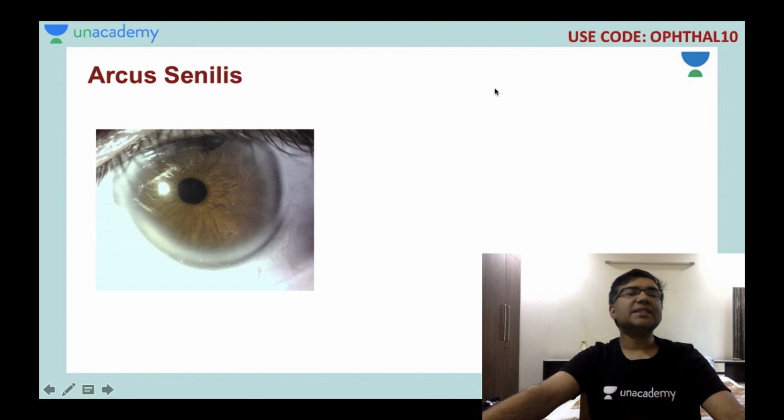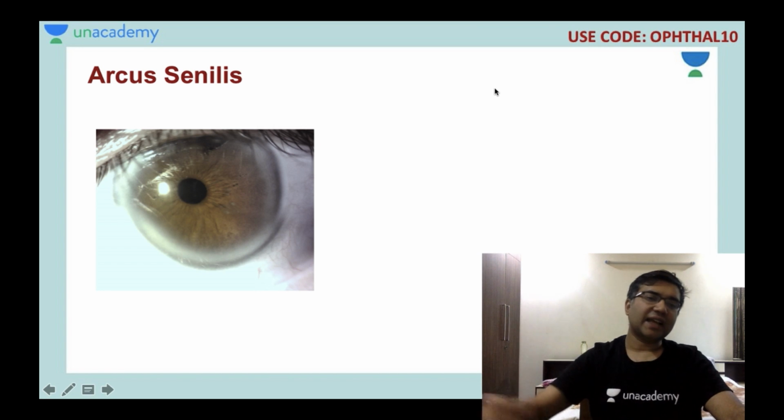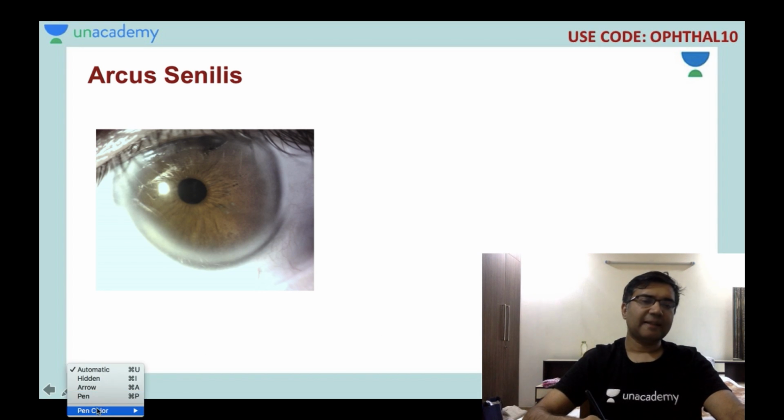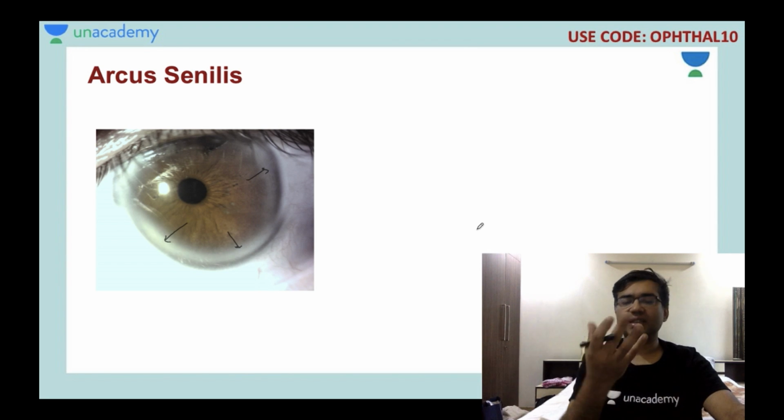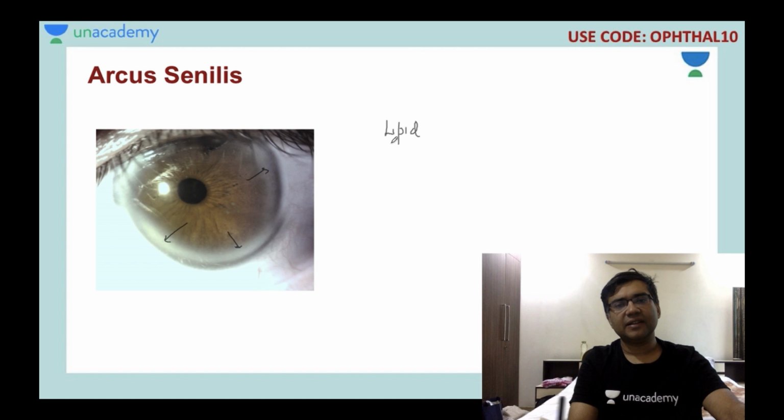Okay, then this is a clinical picture of Arcus senilis. If you can see in this picture, just in the peripheral cornea, you can see a whitish opacity. So this whitish opacity which you are seeing, let's say this image is of a 65-year-old patient. So this whitish opacity that you are seeing, this is basically a lipid deposition. Okay, and this is called Arcus senilis.